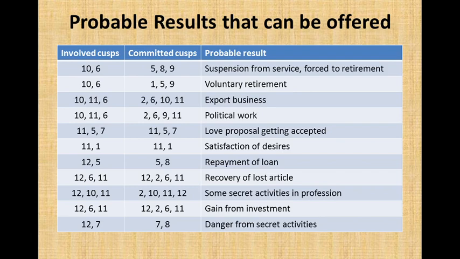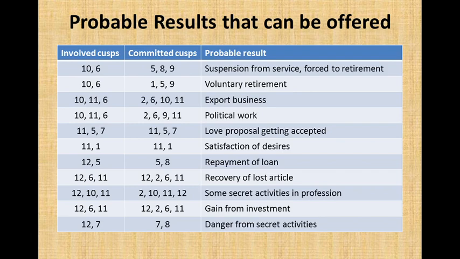Involvement of 12 and 5, and commitment with 5 and 8, that's repayment of loans. Involvement of 12, 6, 11, and commitment with 12, 2, 6, 11, that's recovery of lost article. Involvement of 12, 10, 11, and commitment with 12, 10, 11, 12, that's some secret activities in profession. Involvement of 12, 6, 11, and commitment with 12, 2, 6, 11, that's gain from investment.